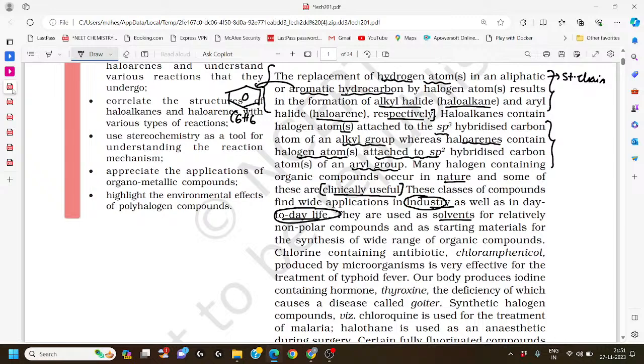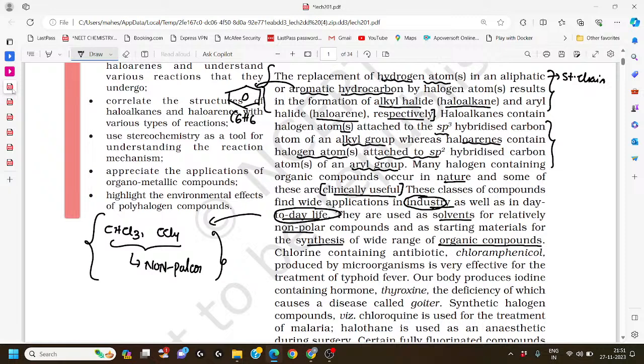They are used as solvents for relatively non-polar compounds and as a starting material for the synthesis of a wide range of organic compounds. Here we observed that these halogenated compounds, CCl3 and CCl4, are the non-polar ones. We know the one sentence that like dissolves like. So when another nonpolar is present, these nonpolars are dissolved in another nonpolars. That's why these halogenated compounds, haloalkanes and haloarenes, are used as solvents.